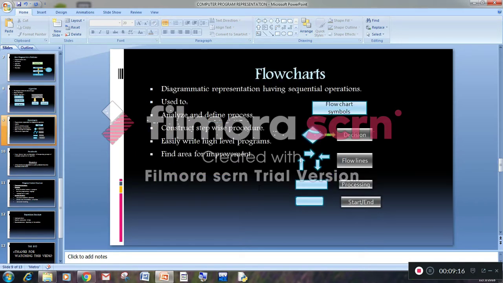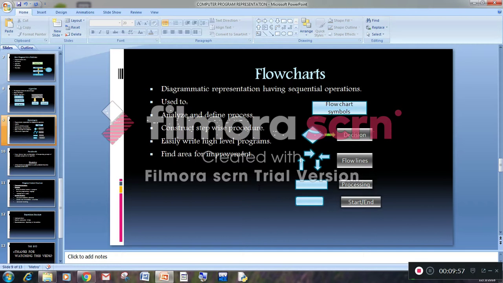So what's the flowchart? A diagrammatic representation having sequential operations, used to analyze and define a process, construct a stepwise procedure, easily write high-level programs, and find areas for improvement. That means they are used to analyze and define a process, that is, what's going on. Through a flowchart we can easily write high-level programs, and in flowcharts we are not much confused in finding errors.